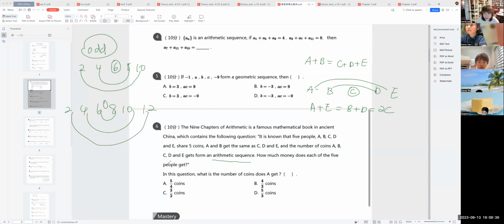So how much does each of 5 people have? Okay, so let's take a look at this one. We know A plus B equals C plus D plus E. And also A plus B plus C plus D plus E should equal 5 because all of them have 5 coins. Did you get it? Daniel?